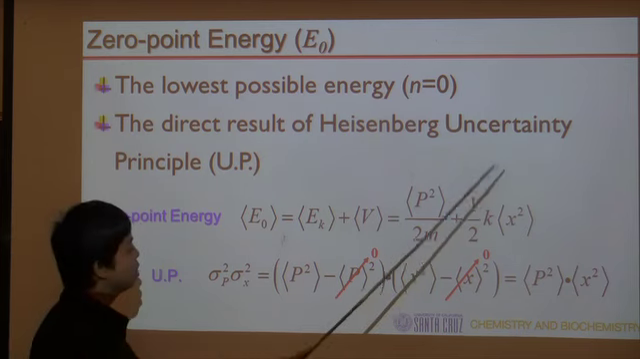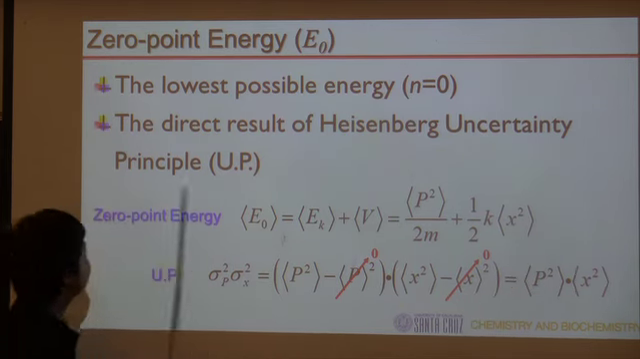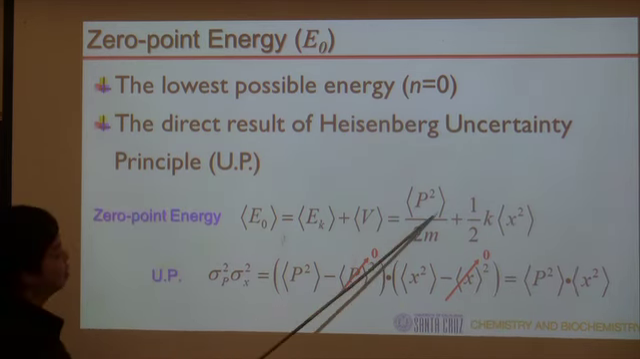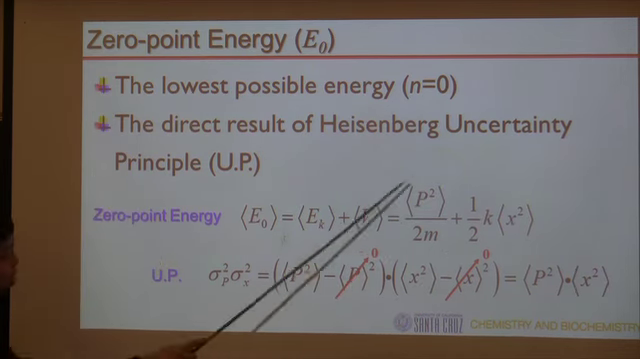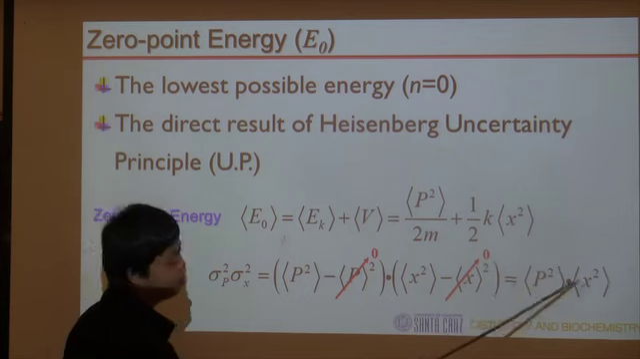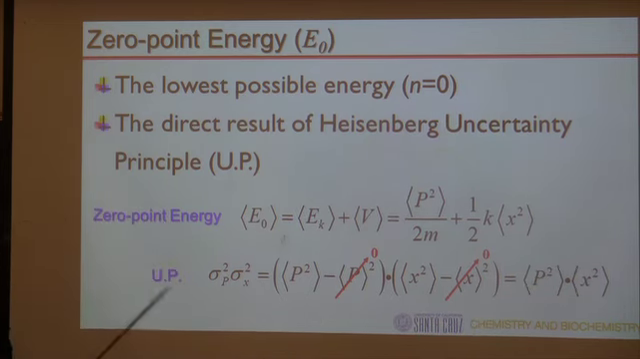So the two energies together equal 0, which means if the zero-point energy is 0, then this one must be 0 and this one must be 0. If you plug in here, 0 times 0 will give you 0. And this value is the uncertainty principle. That's why we call this the direct result of the uncertainty principle. Do you get it? Or you write something different. We will see. We'll start grading this afternoon. We'll see what you wrote on the paper.